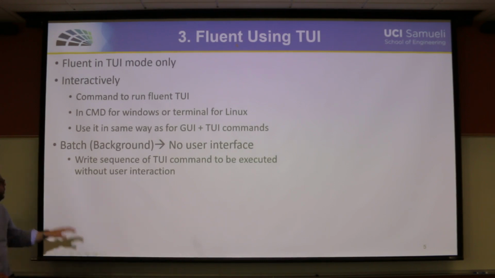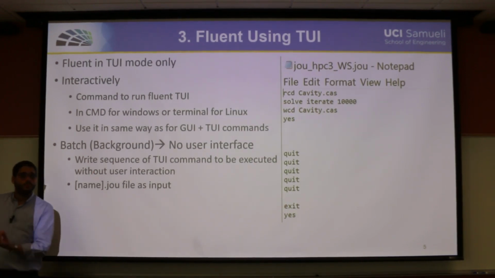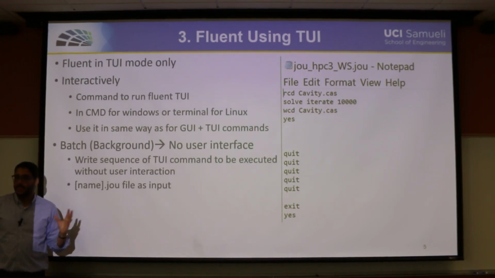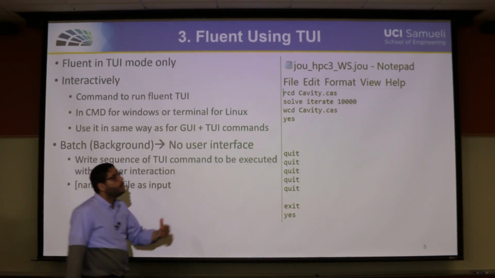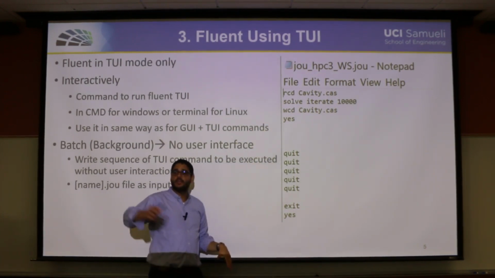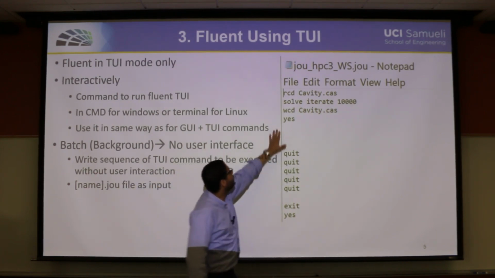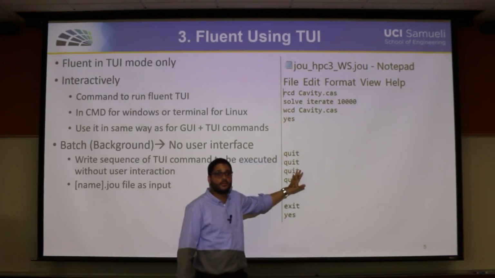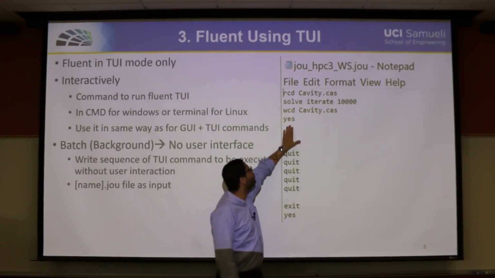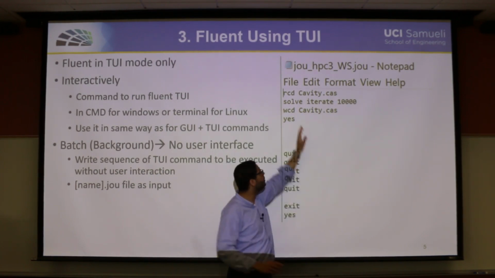And then after you write the sequence of the TUI commands to be executed, you create something called the journal file. That journal file will be the input to Fluent. And what Fluent will do is that it will execute these commands sequentially as if you were writing it and interacting with Fluent. However, this list of commands is already pre-written and stored in a file. You don't get to change it once Fluent reads what's inside here.